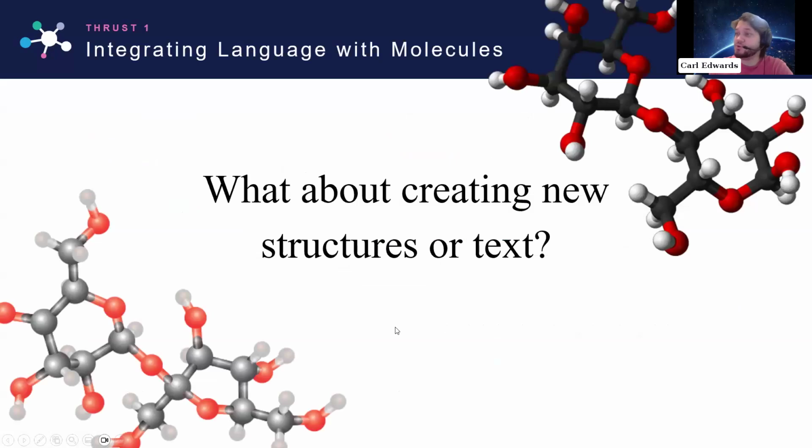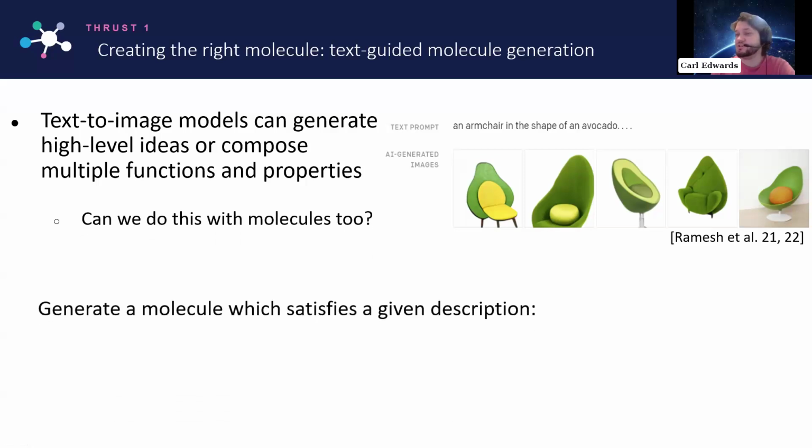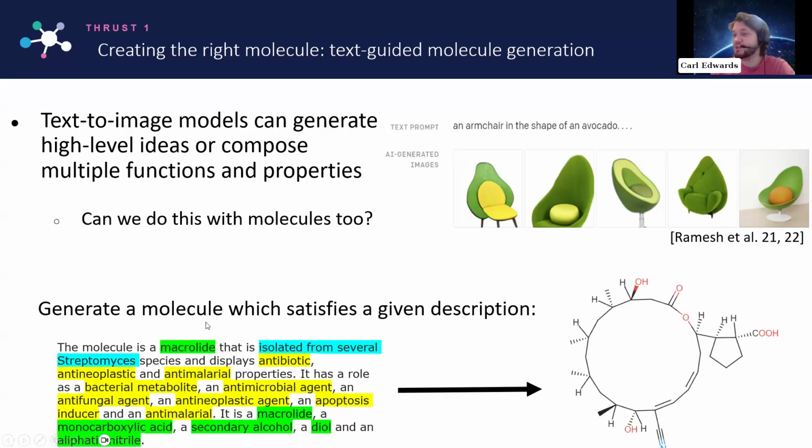But okay, what about creating new structures from text? This is from some work I did a couple years ago, but the idea here is, how do we create the right molecule? We proposed text-guided molecule generation. Text-to-image models, as we discussed, can do a lot of really interesting things in terms of high-level ideas or functions. So can we do that with molecules too? The idea is to generate a molecule which satisfies a given description.